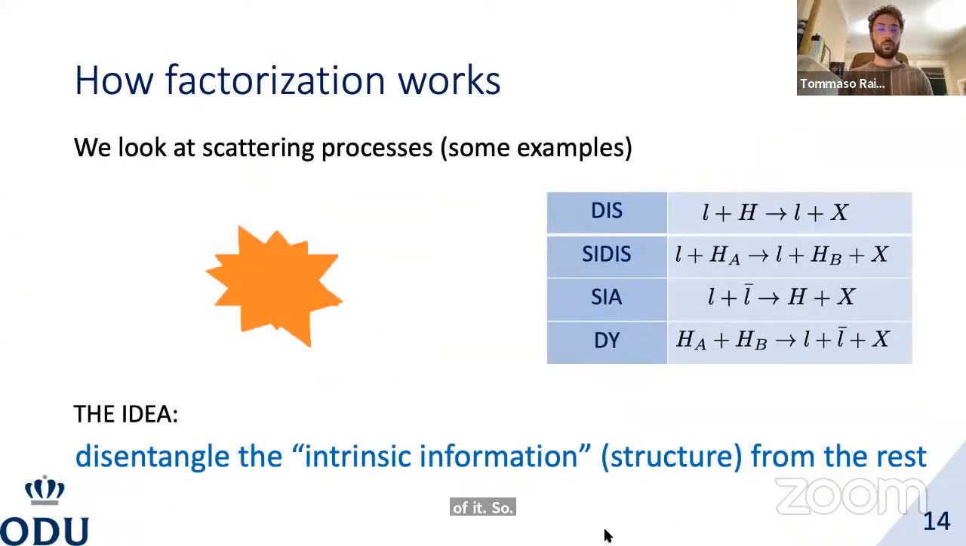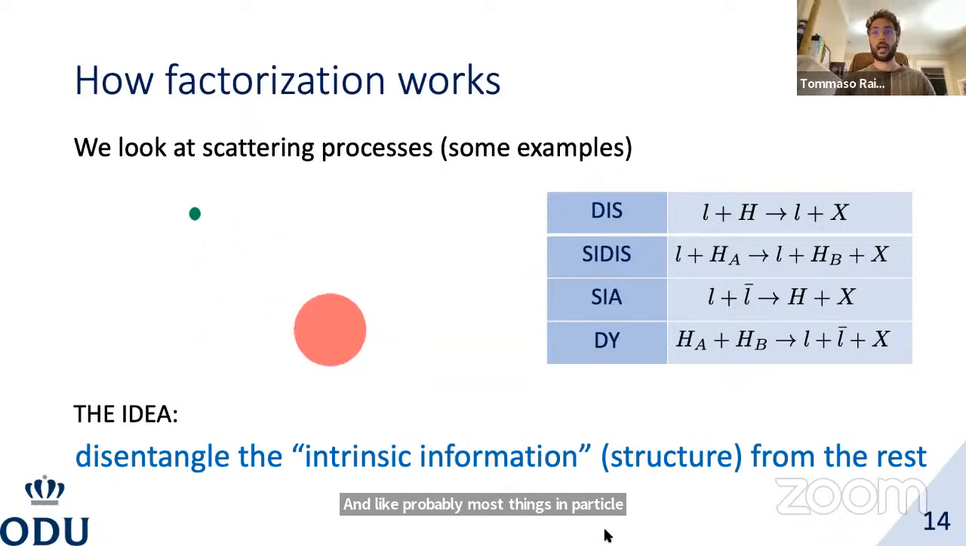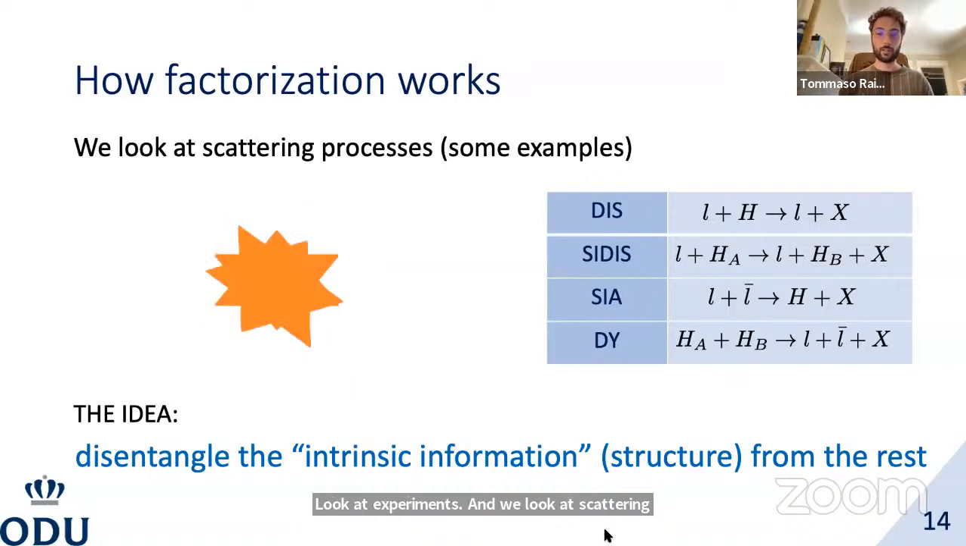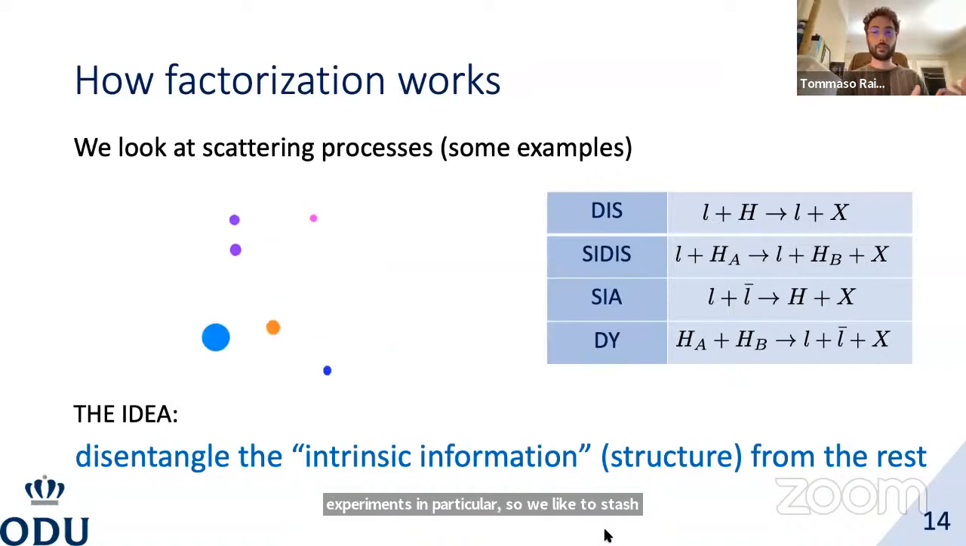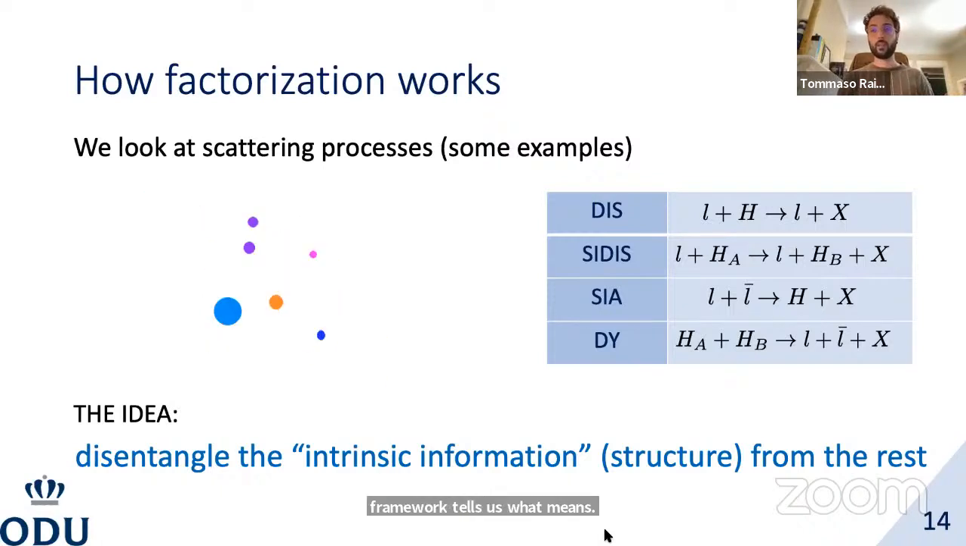So, how do we do this? Like probably most things in particle physics, we look at experiments, and we look at scattering experiments in particular. So we like to smash particles together and see what happens after that. And we can reconstruct what happens. Our theory, our framework, tells us what it means, whatever we end up with.